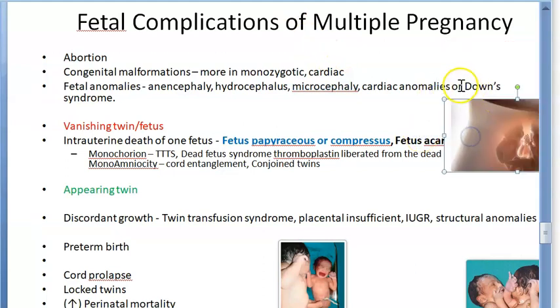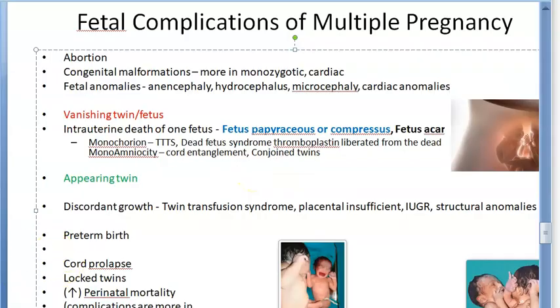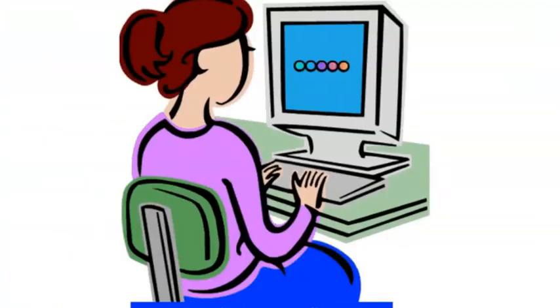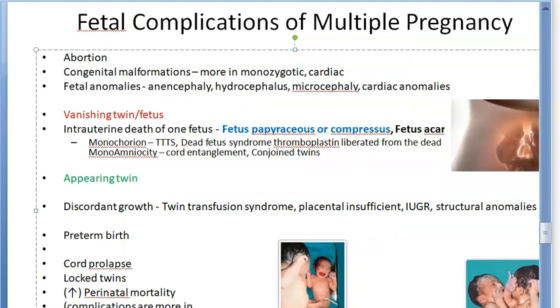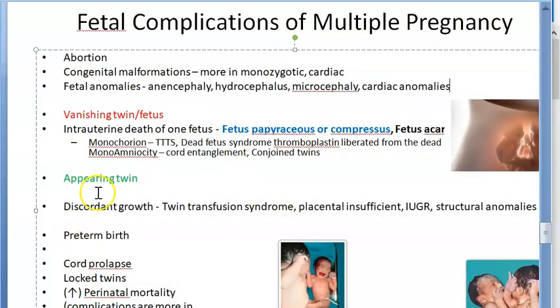There can be Down syndrome. That is a chromosomal anomaly. Why will there be a chromosomal anomaly? I disagree with that. Because Down syndrome and all is because of an issue at fertilization, an issue with the separation of chromosomes. What is that called? Non-disjunction. So let's not get confused with Down syndrome and twins here.